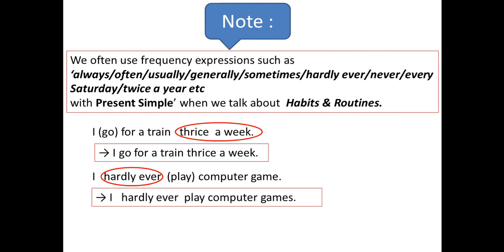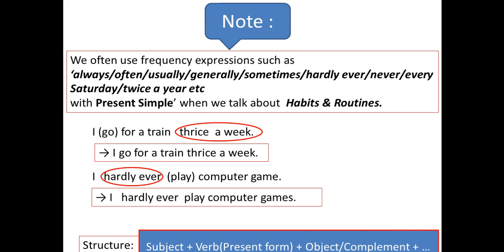We often use frequency expressions such as always, often, usually, generally, sometimes, hardly ever, never, every Saturday, twice a year, etc. with present simple because we use them to talk about habits and routines, and it is already known to you that habits and routines are written in present simple. That confirms the present form of the verbs shown already in our previous slides. Okay, so let's move on for an activity, and before that let's look at the structure.